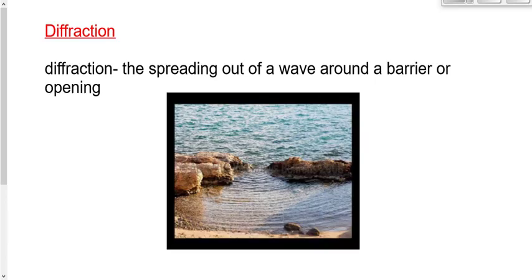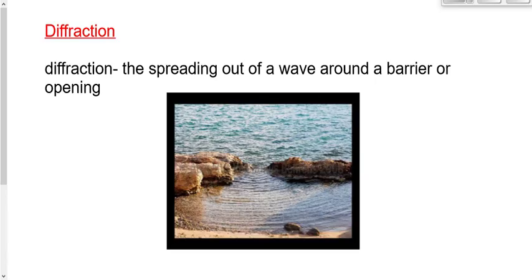One was polarization. Polarization means the filtering out of certain components. One was interference, which we're going to talk about in a few minutes, actually. The other one was diffraction. Diffraction, if you remember, was the spreading out of a wave around a barrier or an opening.